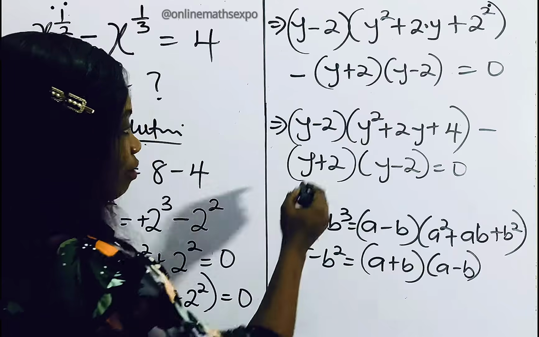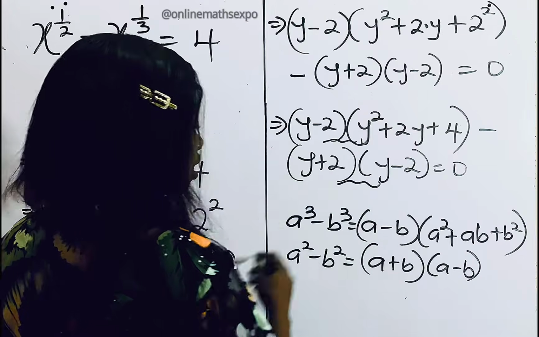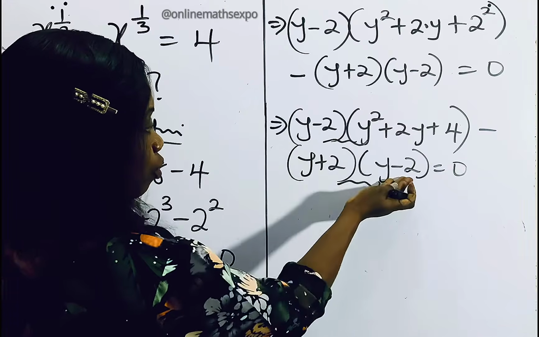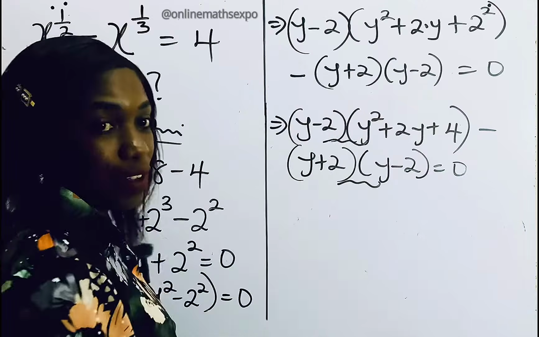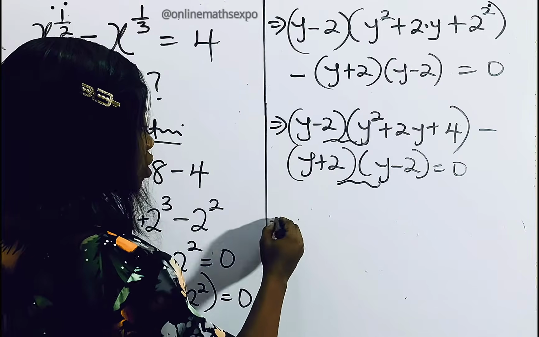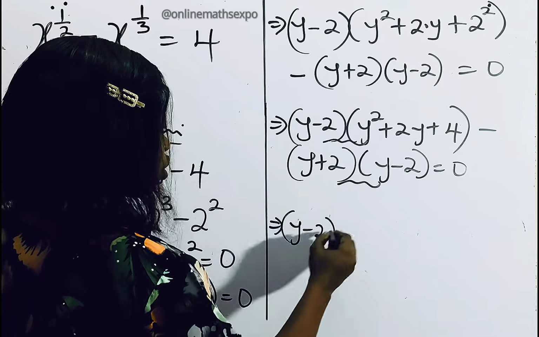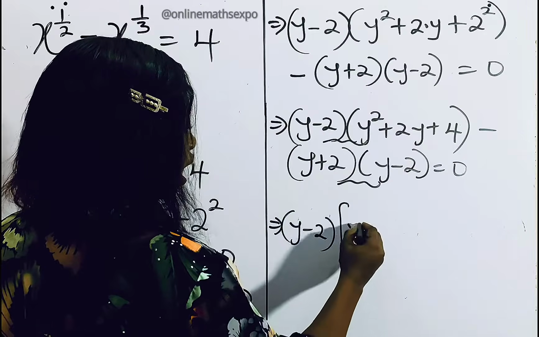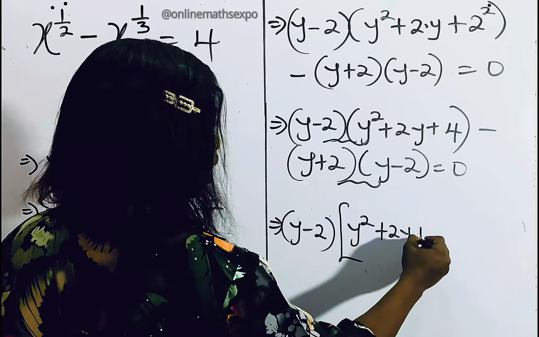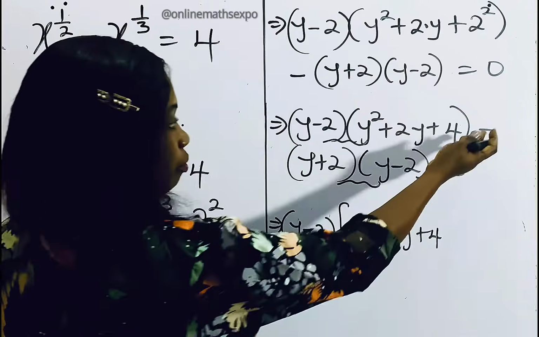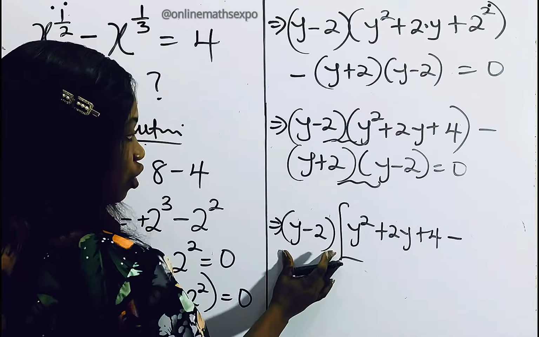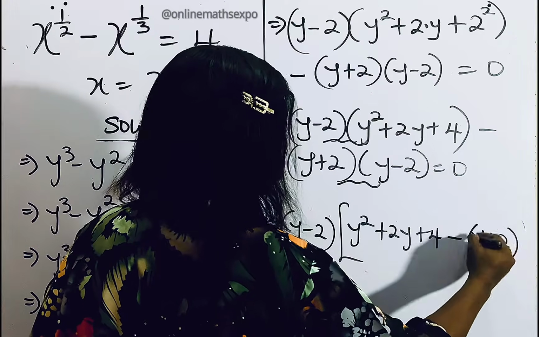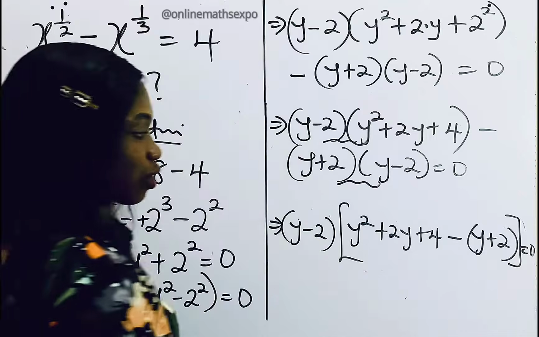Now, did you observe anything? Remember, these two are together. Likewise, this. You observe that y minus 2 is repeated. Do you see that? So let's factor it out. We now have y minus 2, open a big bracket. Use this to divide these two. We are having y squared plus 2y plus 4. Then remember your subtraction sign. Use this to divide these two. We are left with y plus 2. Then everything is equal to 0.